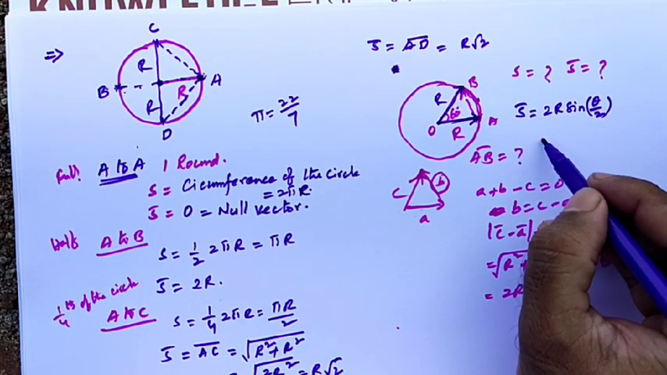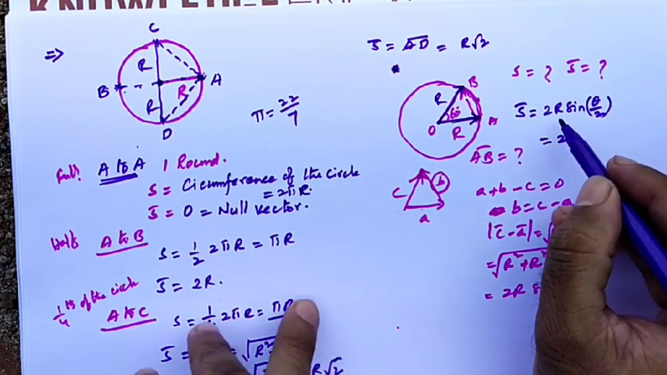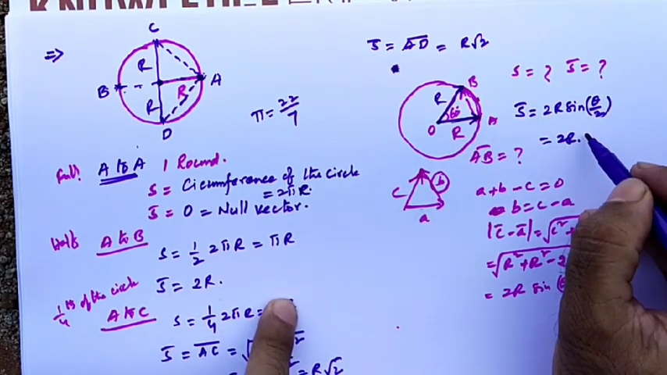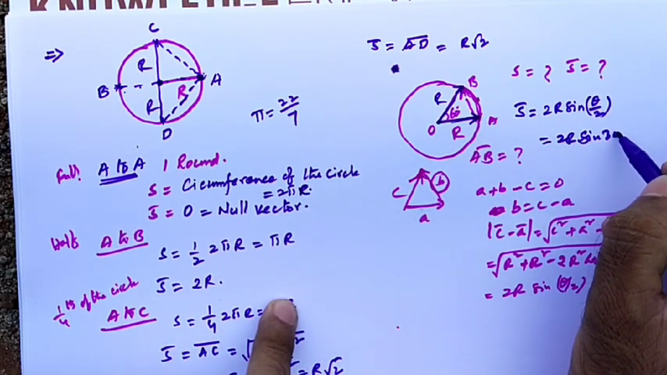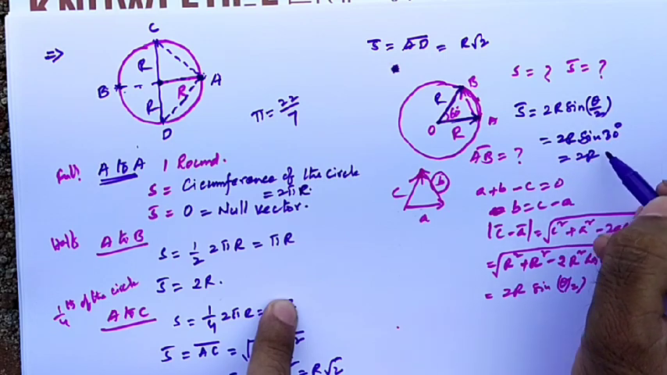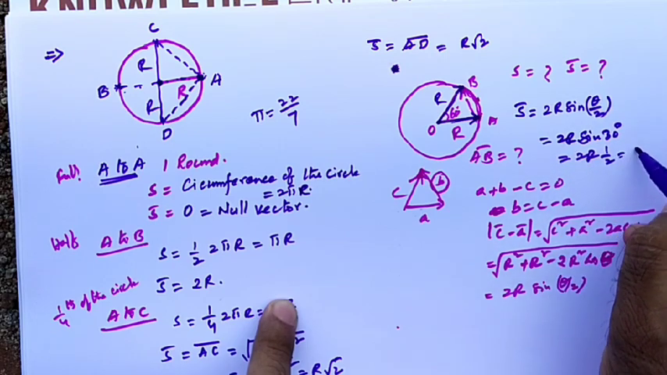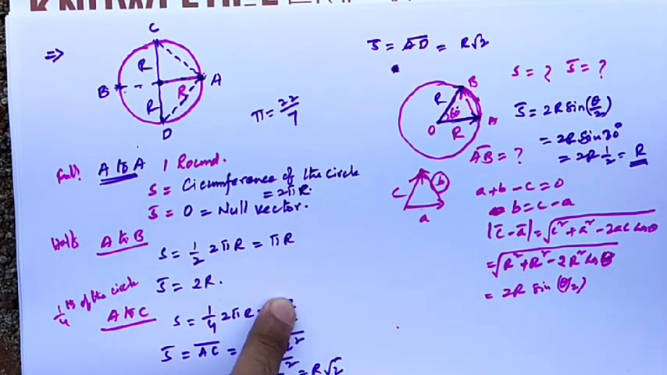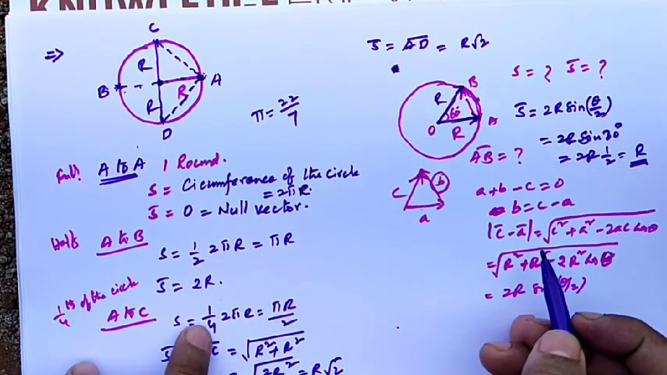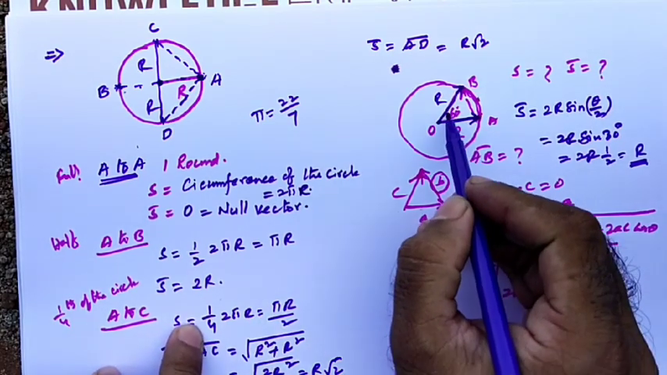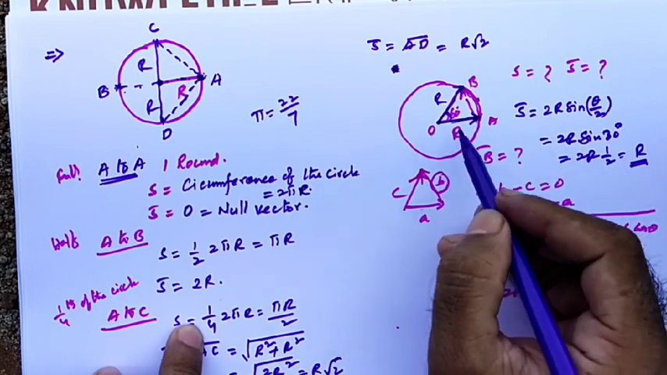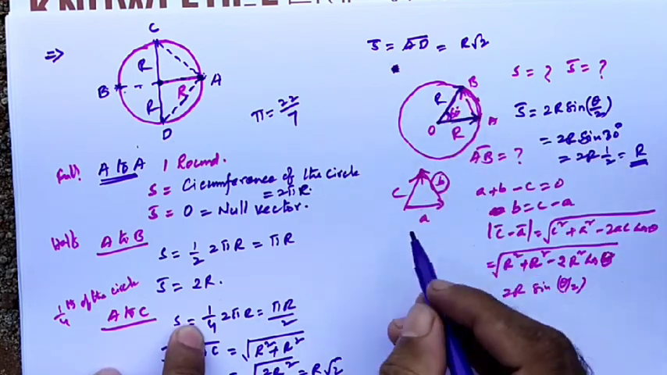Now substitute in this formula: 2r sine of 60 by 2 means sine 30, which is half. Then what is the answer? R is the displacement. When theta is 60 degrees, the displacement is equal to the radius of the circle.